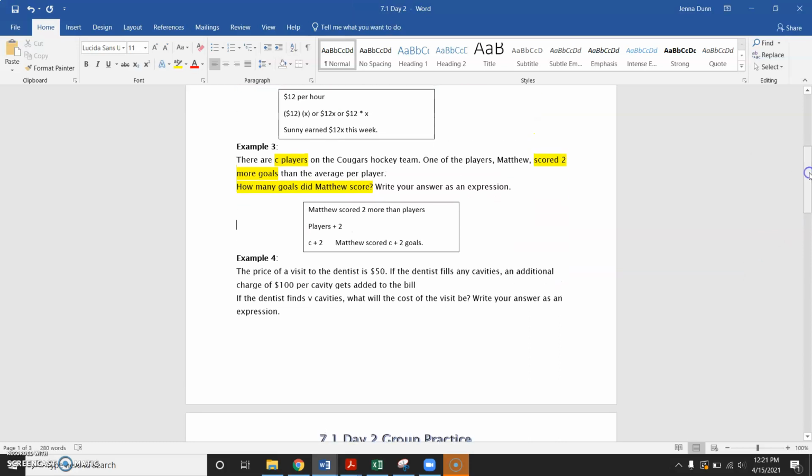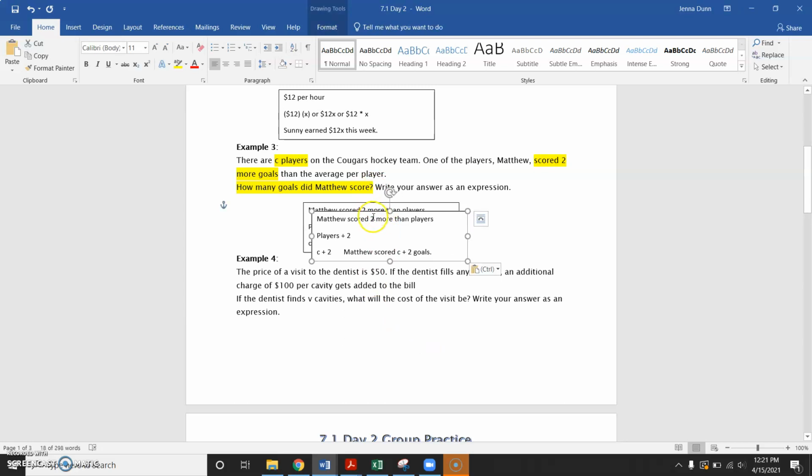Last one, we're going to the dentist. The price of a dentist visit is $50. If the dentist fills any cavities, an additional charge of $100 per cavity gets added to the bill. If the dentist finds V cavities, what will the cost of the visit be? Write your answer in an expression. Okay, here's what's important for you here.